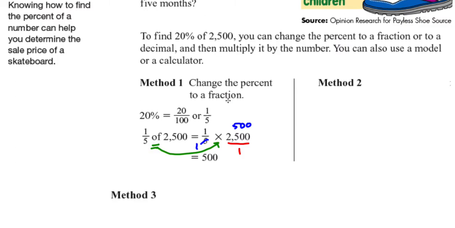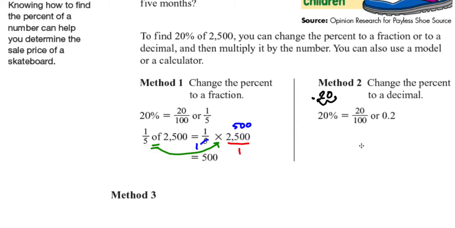The first method is change the percent to a fraction. The next method is change the percent to a decimal. Remember the shortcut method I told you for doing this. The decimal of a whole number is always at the end of the number, and you move it 2 spaces to the left. So 20% as a decimal is equal to 0.2.